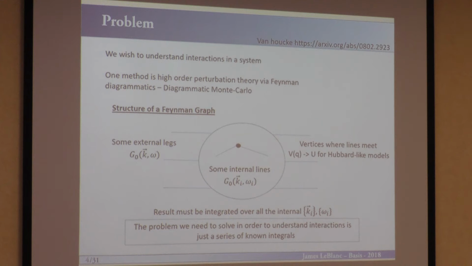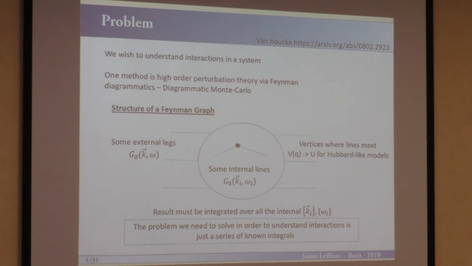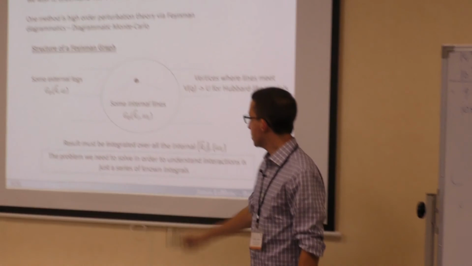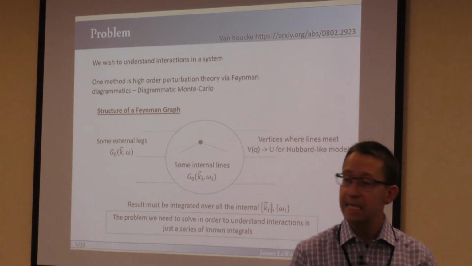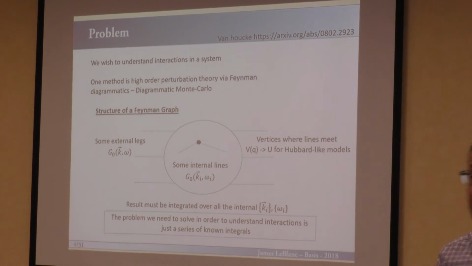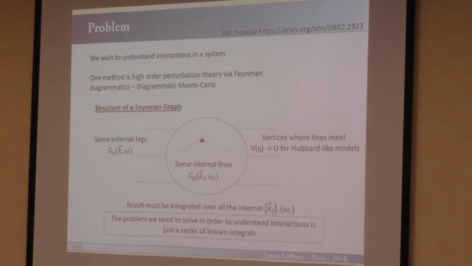So mostly for a given diagram, you don't care. You just count up the number of vertices. It comes out of the sum. You have a U to the n sitting there. But the result must actually be integrated over all the internal variables. So the problem we need to solve in order to understand interactions is just some series of known integrals.